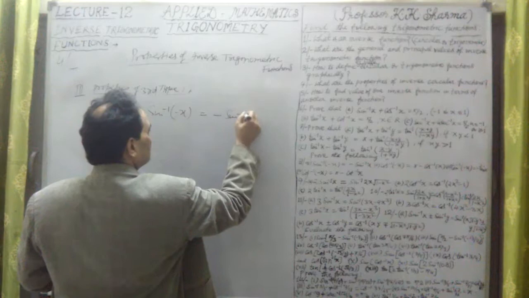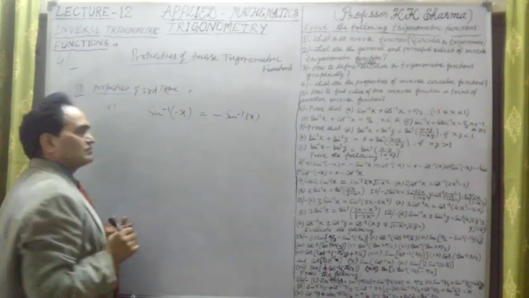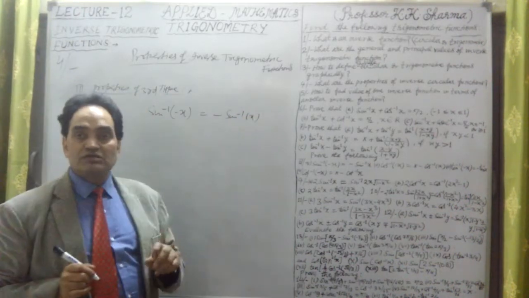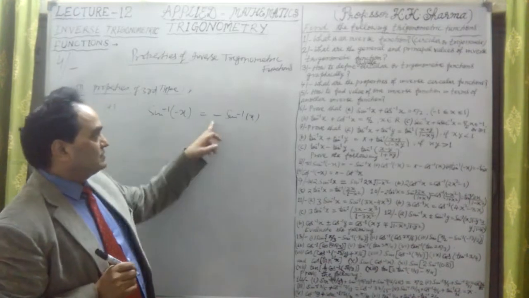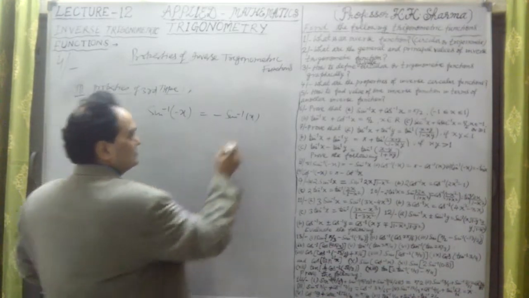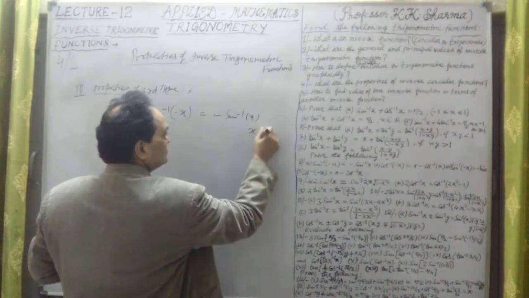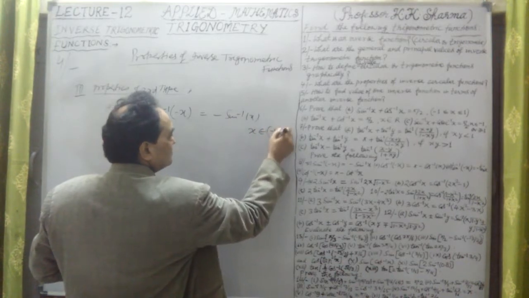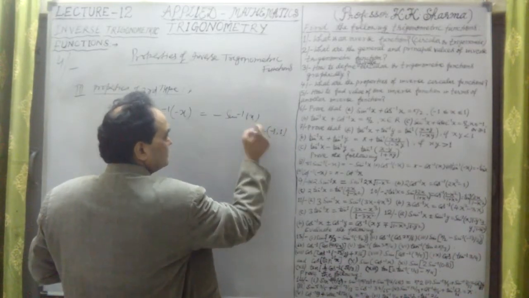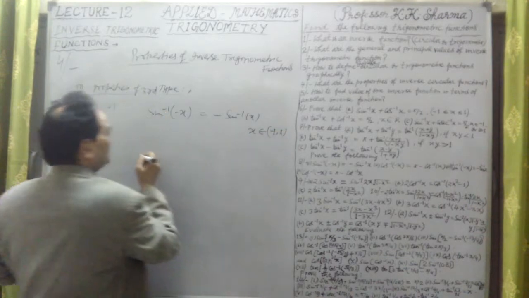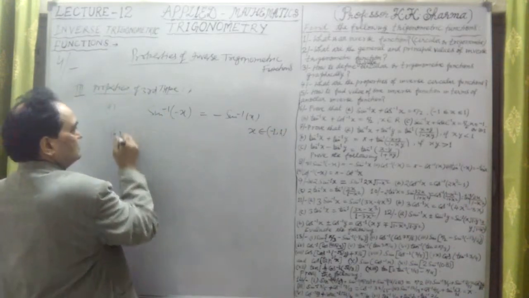Because we have to take the inverse function here. If it is sine inverse of minus x, then it is minus sine inverse x. Here also x belongs to minus 1 and plus 1, and x is here minus 1 and plus 1. This is the A part.